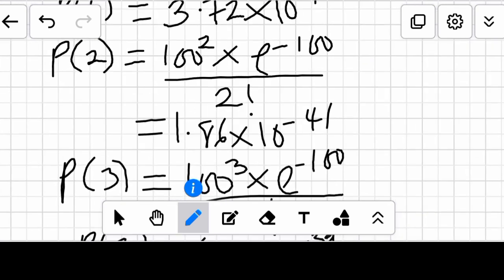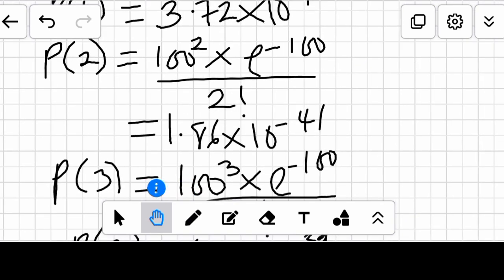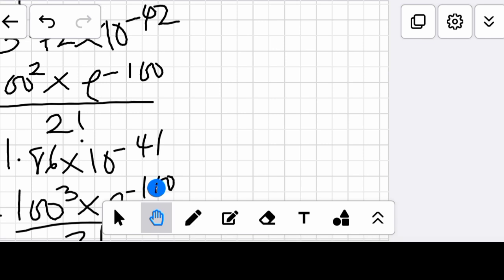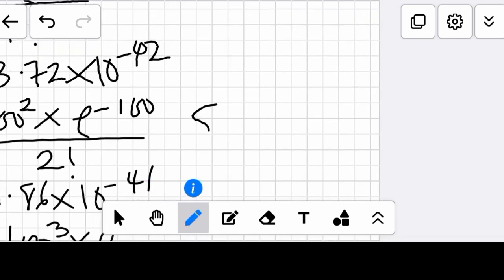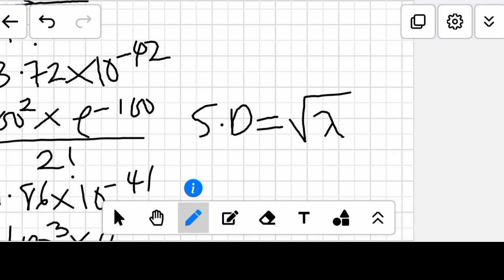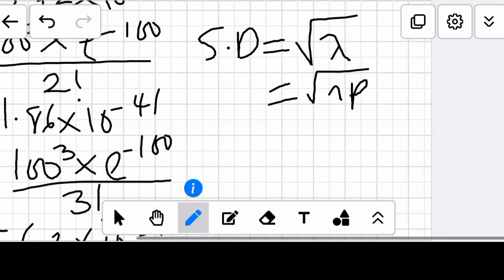And Poisson distribution could also have deviation. The standard deviation for Poisson distribution is the square root of lambda, and don't forget that is the square root of NP. So the variance would just be NP.